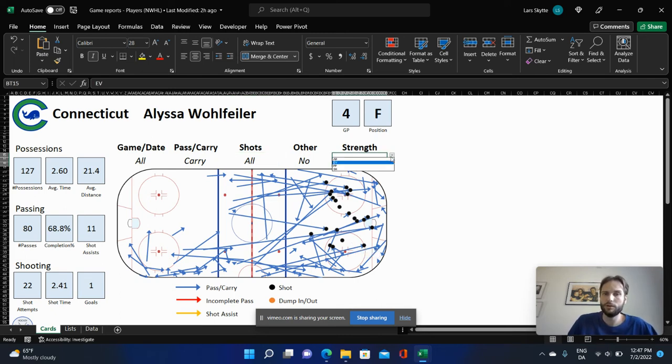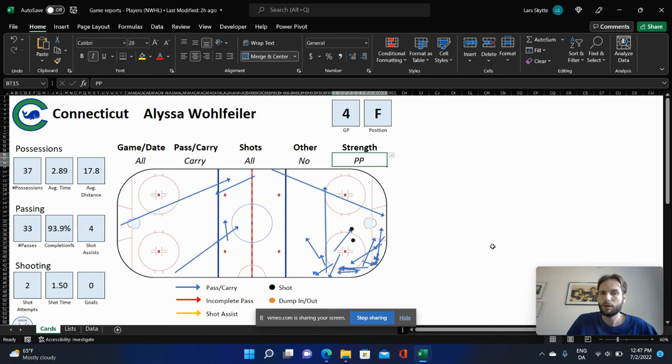We could even change it to look at power play. So these are her power play puck carries. She has 2 shots, and she's clearly stationed on the right side on the power play. She doesn't appear to be responsible for zone entries. She only has 1 zone entry. So that's a power play puck carry map.